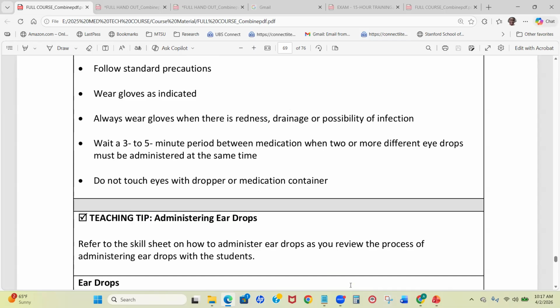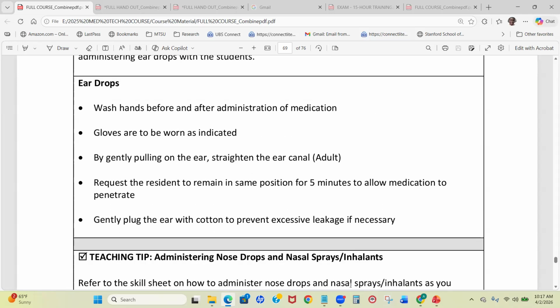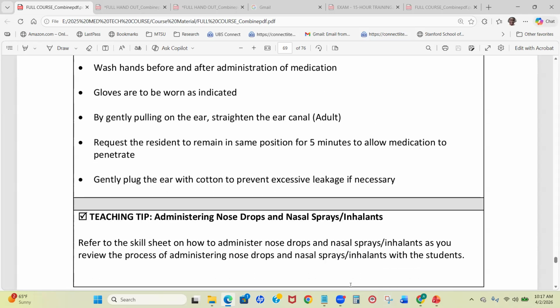Wait 3 to 5 minutes between medications when different eye drops have to be given. And it will state on the MAR. It will always state on your MAR. Do not touch the eyes with the dropper. It can cause irritation and infection to them. Don't do it. You always want to wipe it when done. So wear your gloves.